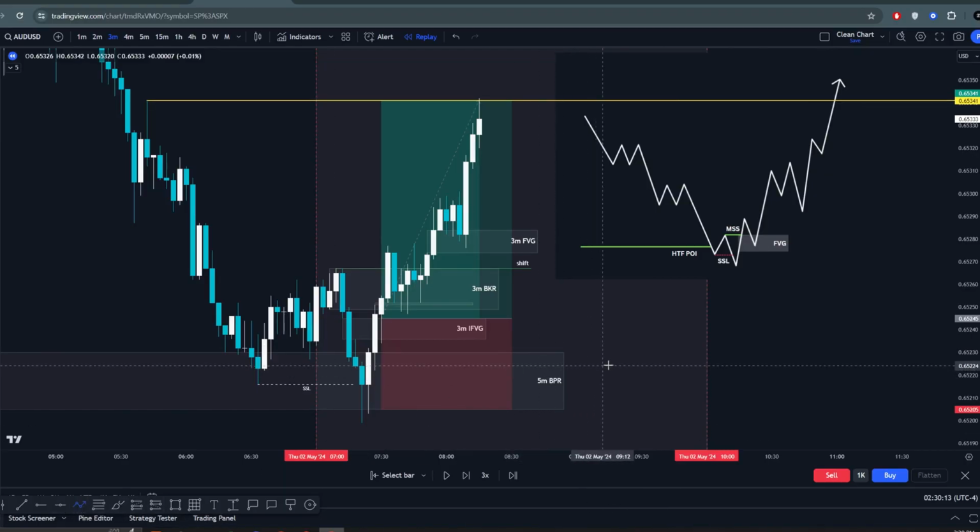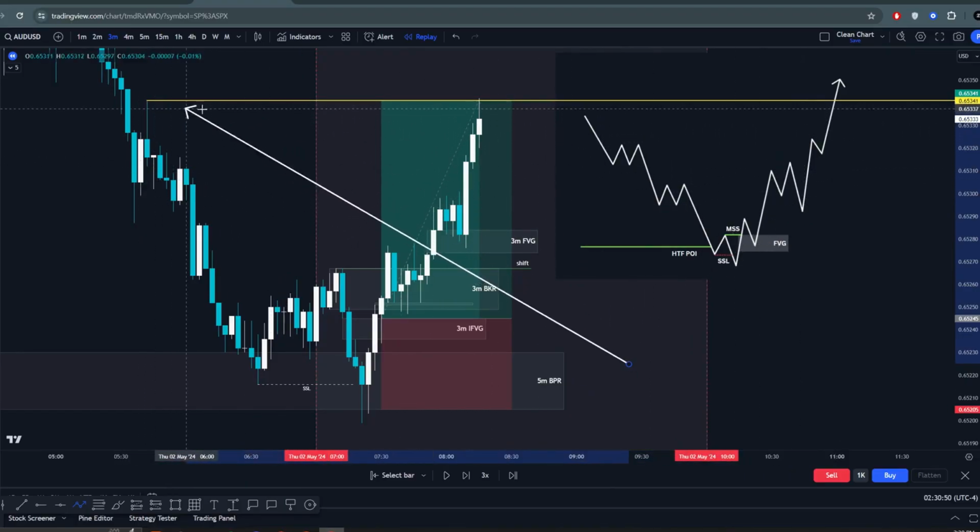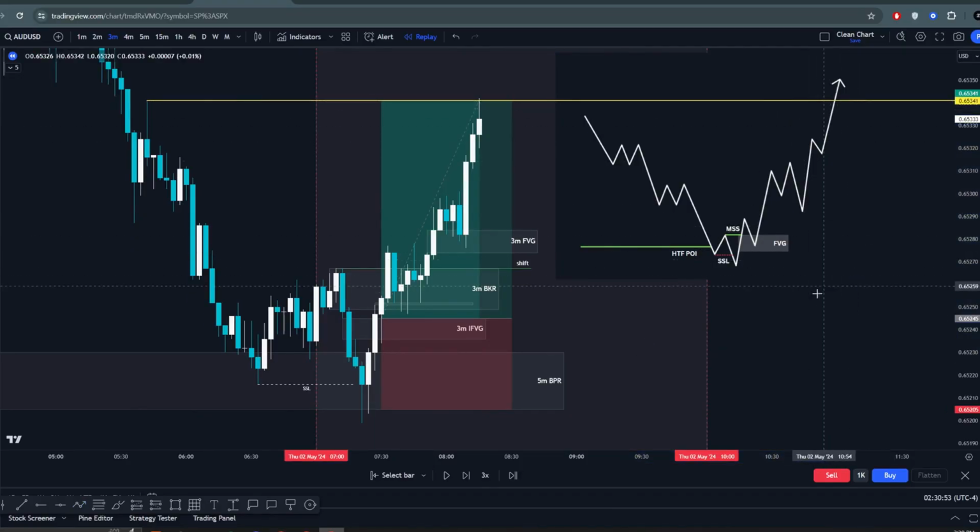So let's recap. If we are to go higher, we want to see price moving down first, reaching into a higher time frame point of interest, right here, 5-minute balance price range, taking out a liquidity in the lower time frame, sell-side liquidity sweep, and then a market structure shift, right here, our market structure shift, entry off that breaker block, and then the price should continue moving higher. Take profit hit at the nearest buy side liquidity. And there we have it.